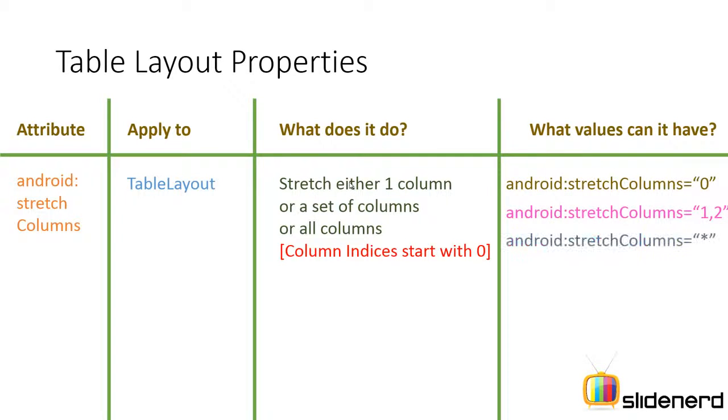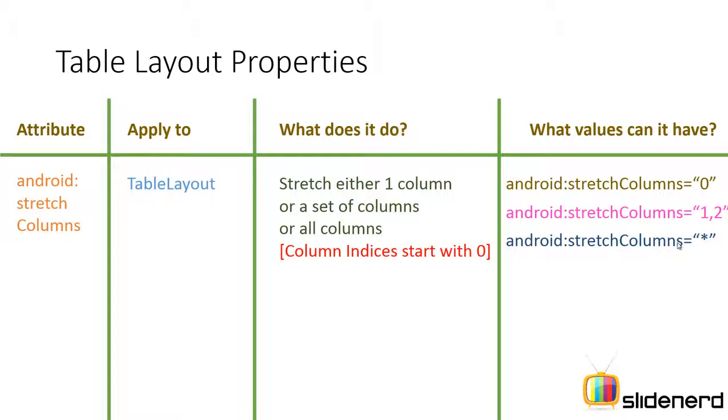So what values can it have? It can have values something like this. You can say Android stretch columns is 0. In that case, it will stretch the first column. And when you say Android stretch columns is 1, 2, it is going to stretch the second and the third column equally. And when you say star, then it's going to stretch all the columns equally.